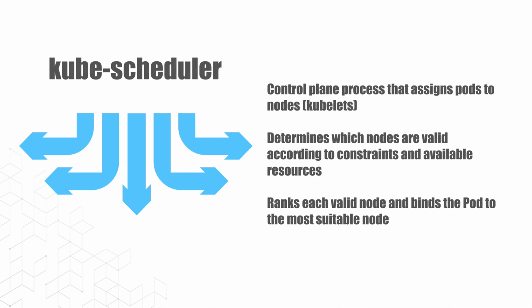Our configuration is very simple here, but what if we had multiple nodes, i.e. multiple kubelets running on different compute resources? This is the actual job of the kube scheduler. The kube scheduler is a control plane process that assigns pods to nodes, i.e. kubelets, and it determines which nodes are valid according to constraints and available resources. It ranks each valid node and binds the pod to the most suitable node.